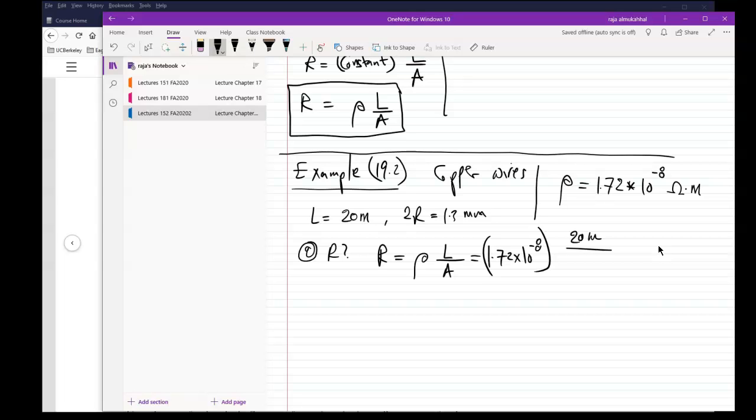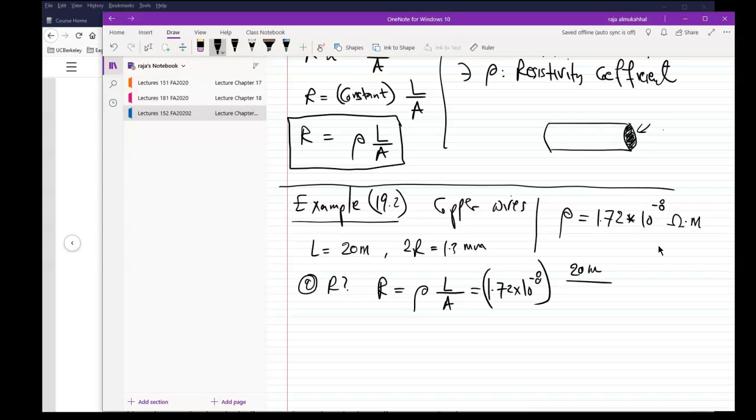What is A? The cross-sectional area, not the whole area of the wire. It's just the cross-sectional area, which is basically a circle. Here is the wire, just for those of you who are a little vague on it. Assume it's very long, 20 meters long, right? So this area right here is what we refer to as A, the cross-sectional area. It's basically pi r squared, just the area of the circle.